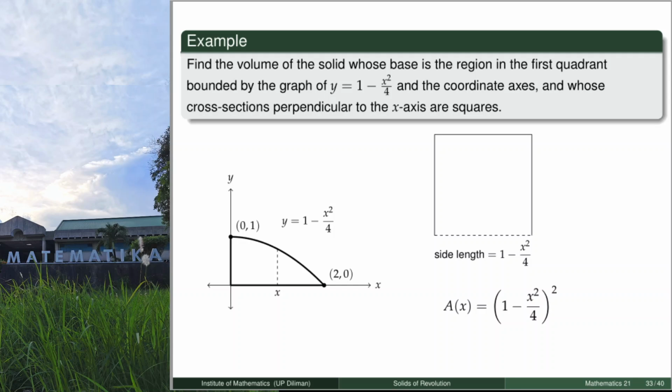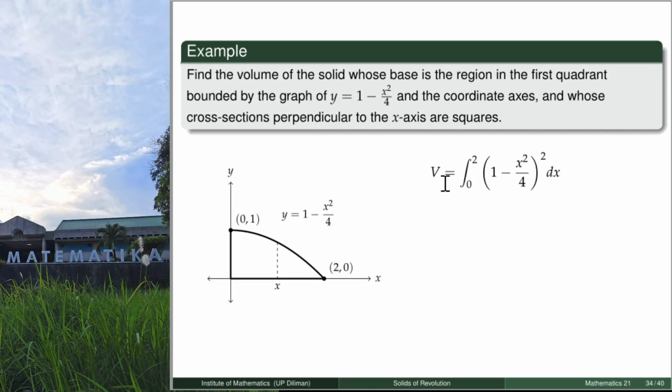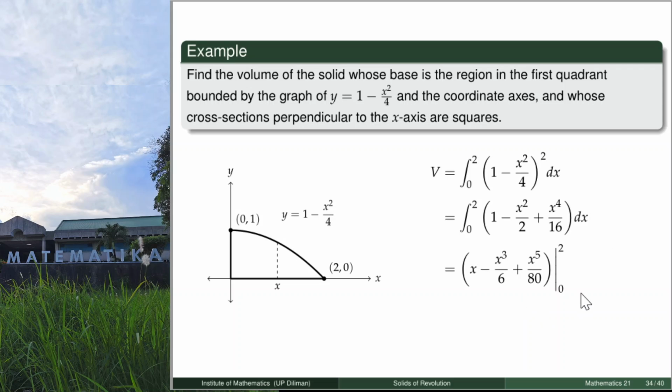If we put all of this information together, we can now set up the volume of the solid. The volume of the solid is the integral from x equals 0 to x equals 2 of side squared dx, where the side is given by this. To find the volume, just solve the definite integral: first expand, then antidifferentiate, and then evaluate, and you get this answer.